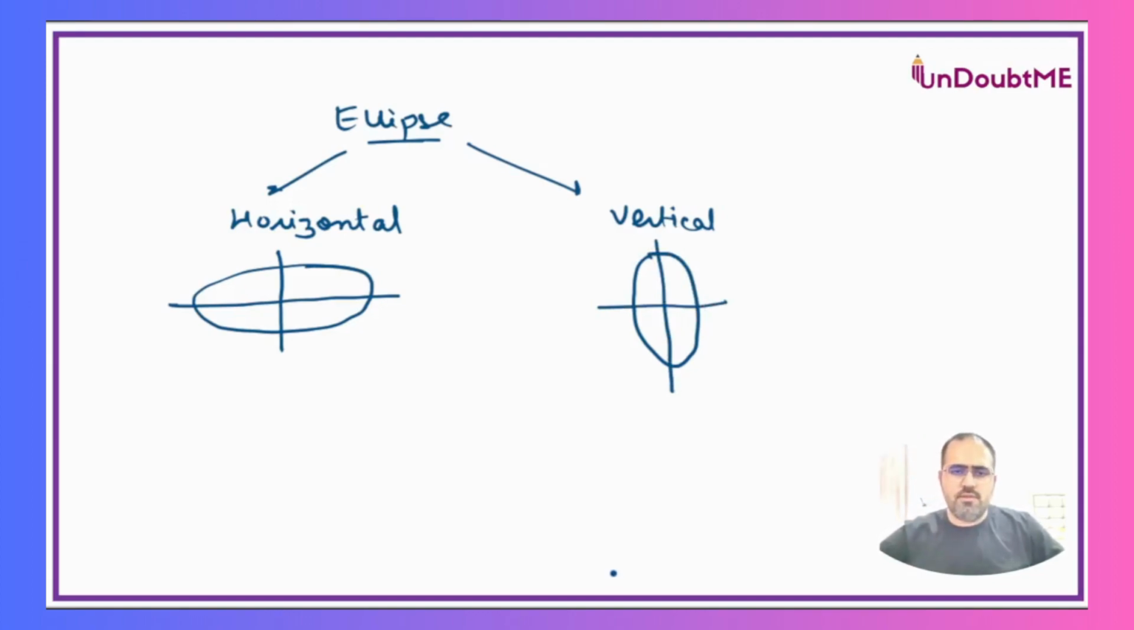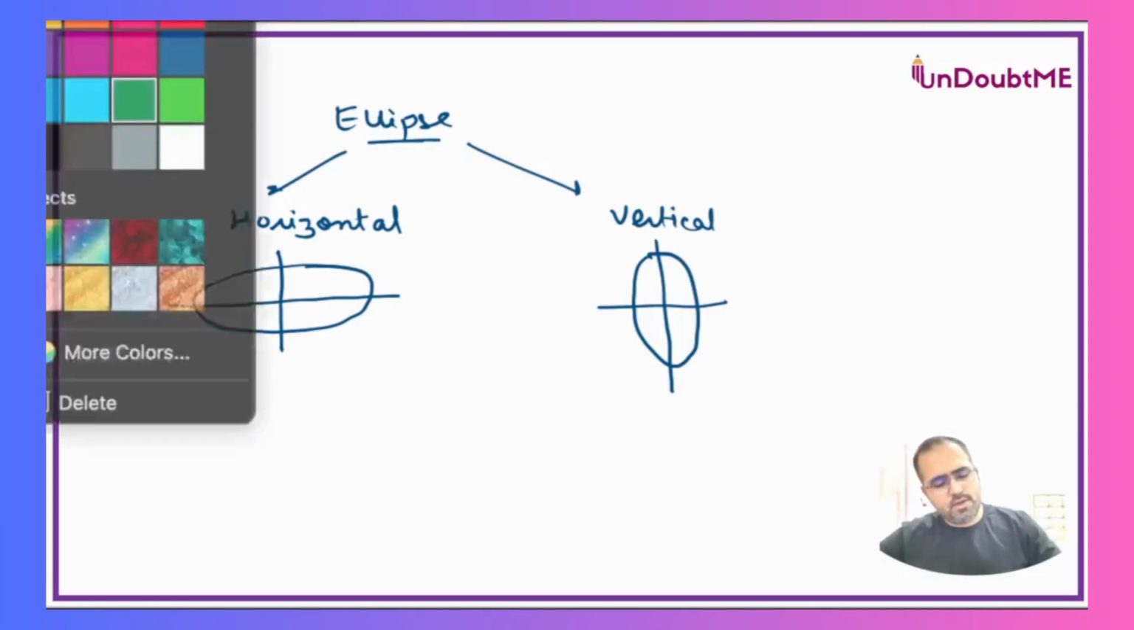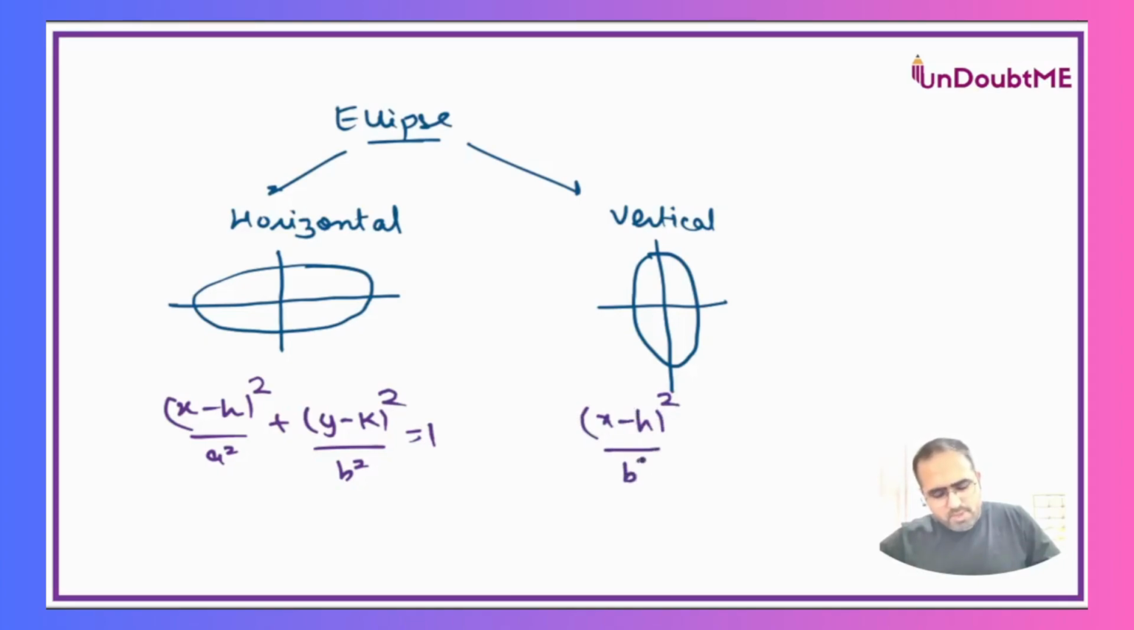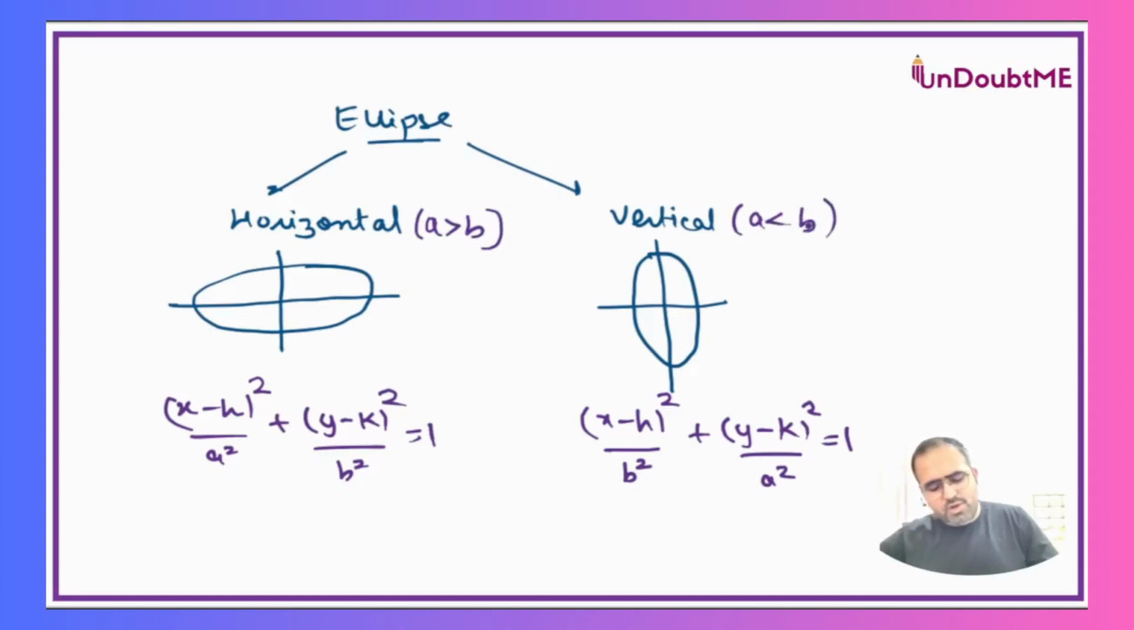What is the difference between the basic equations of vertical and horizontal ellipse? So horizontal ellipse will have (x minus h) whole square over a square plus (y minus k) whole square over b square is equal to 1. While vertical ellipse will be (x minus h) whole square over b square plus (y minus k) whole square over a square is equal to 1. Just try to see the differences. Only a and b are changed. So the horizontal ellipse will come when a is greater than b, and when a is less than b, we can call it a vertical ellipse.